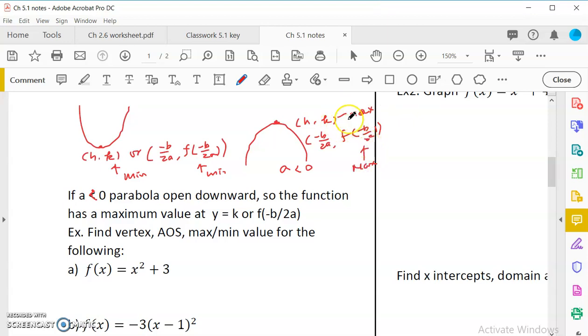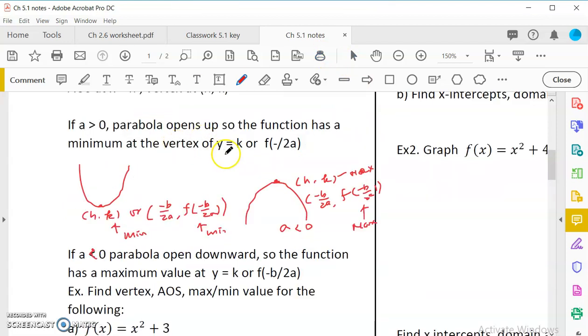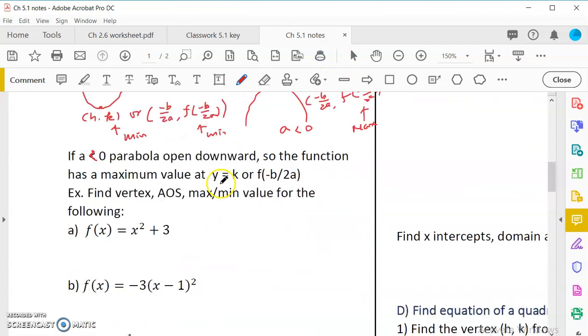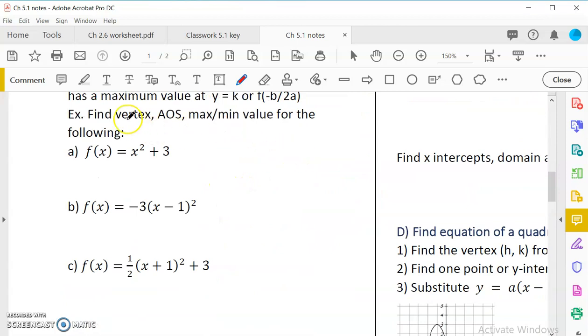So which one do you use? It depends on how your parabola is written. So let's do the examples. We have A, B, C, D, and then we have 5 examples.